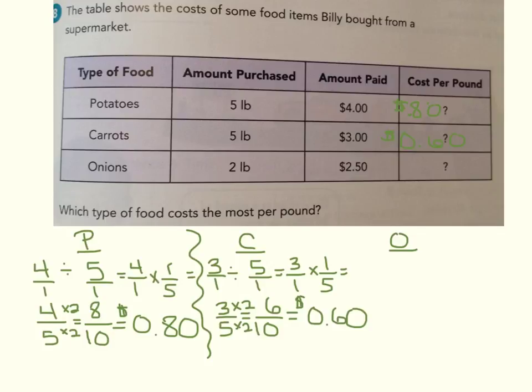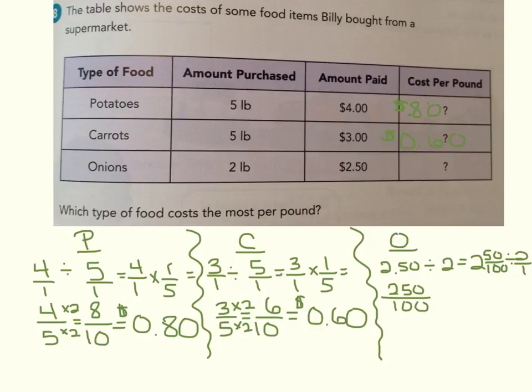And now we just have to do the onions. So the onions is $2.50 paid for 2 pounds. You want to take the total amount paid and divide it by the total amount purchased. Turn it into fractions. Keep the first one. Flip the second one. Change to multiplication. So 250 times 1. Oh, actually, we can cross simplify.